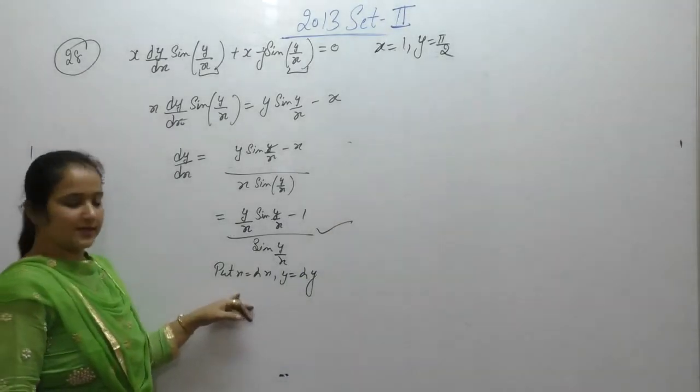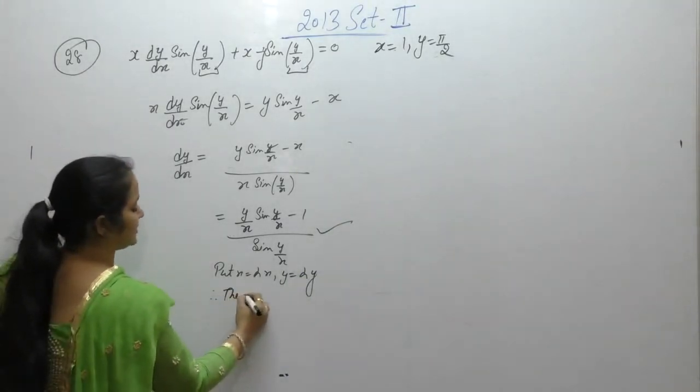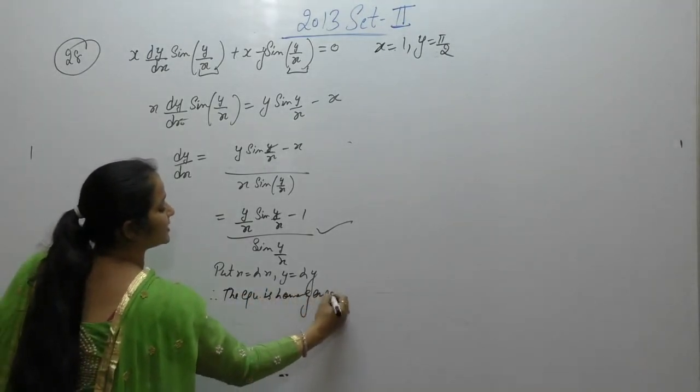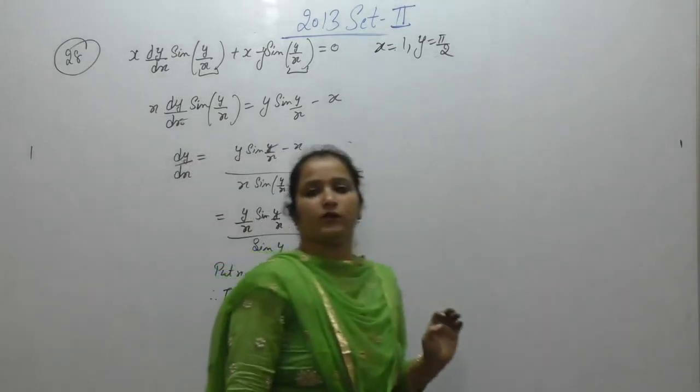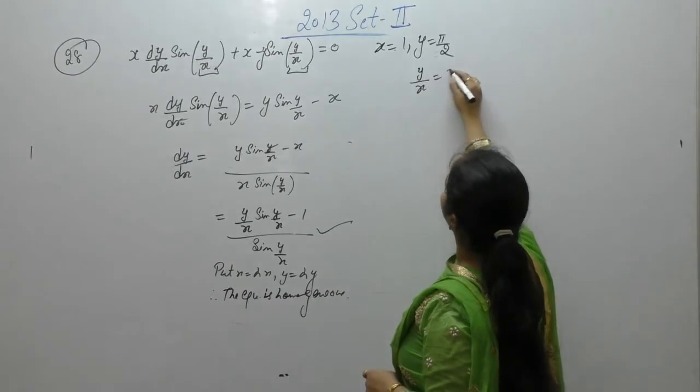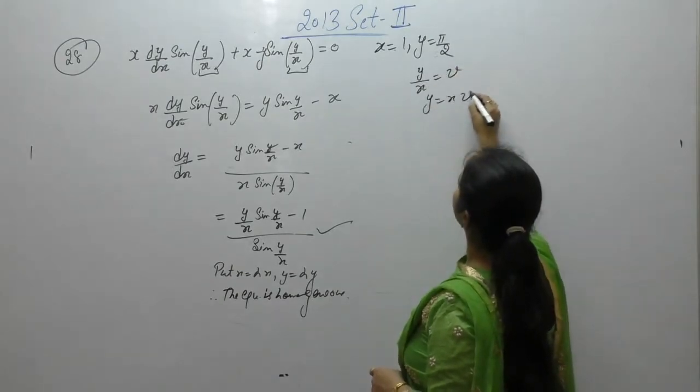You will have to put this. Therefore the equation is homogeneous. The equation is a homogeneous differential equation. Now what we have to put here, this is of the form y upon x. So put y upon x as v. y is equal to xv.